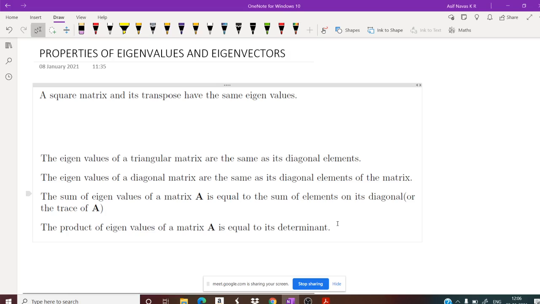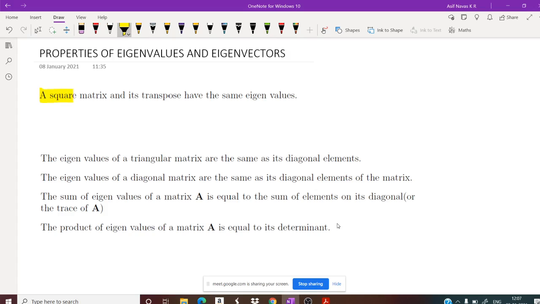Properties of eigenvalues and eigenvectors. One property is that a square matrix and its transpose have the same set of eigenvalues. So if you have a matrix A equal to [1 2; 0 3], then A transpose is equal to [1 0; 2 3].